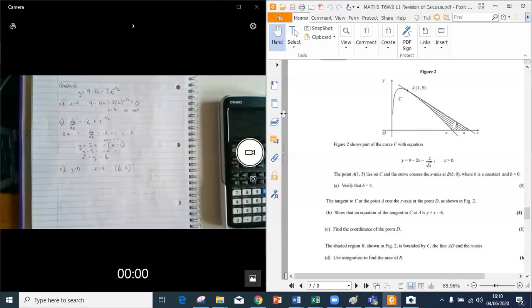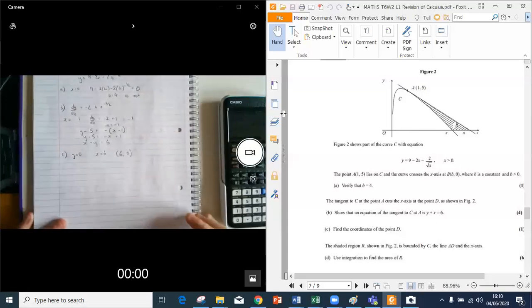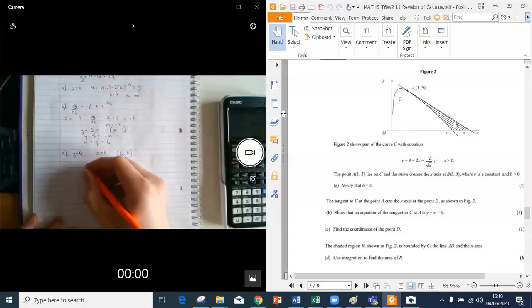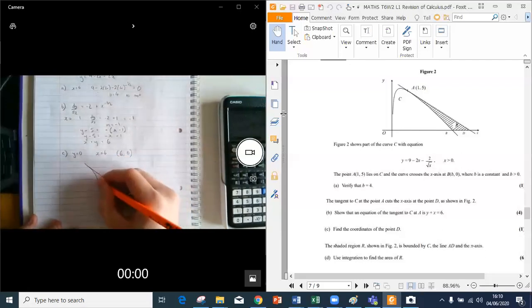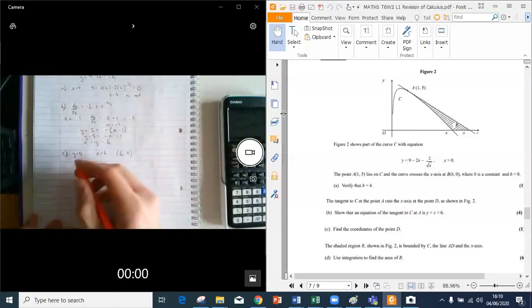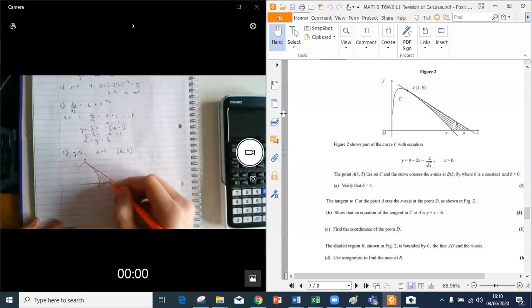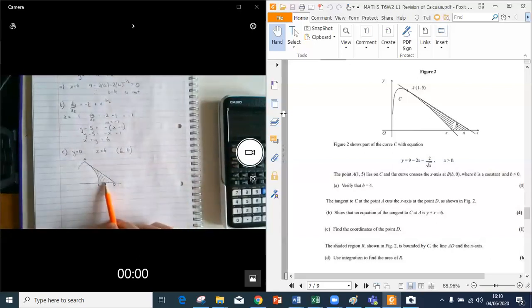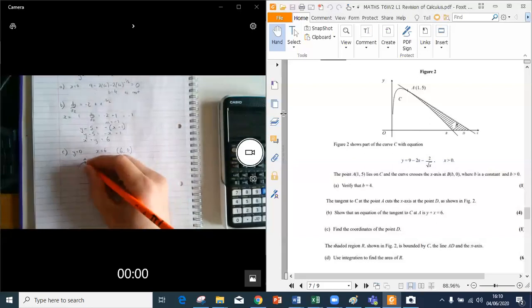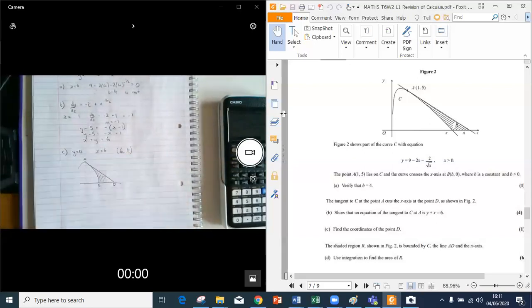And then, since the shaded region R is bounded by C, the line AD, and the x-axis, use integration to find the area of R. Well, if we look, here's A to D, and this is the curve A to B, something like that. And that's A, and the curve just like that. Well, that's what we want, that's R. But it's not an easy area to get. So what I'm going to do is draw a line at the point x. And if you look on the outside, I can see a triangle. So to get this shaded bit, I can take away that white bit.